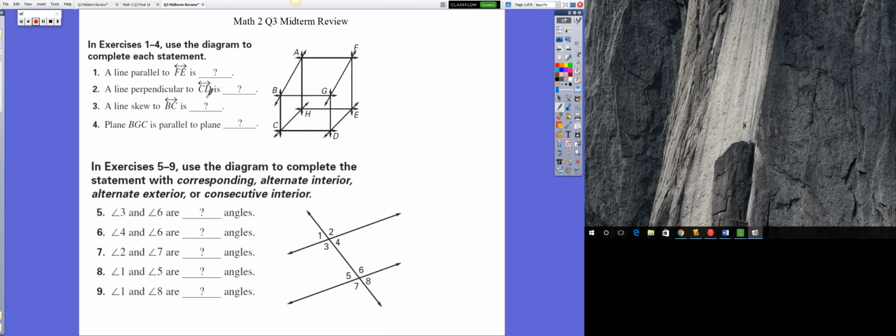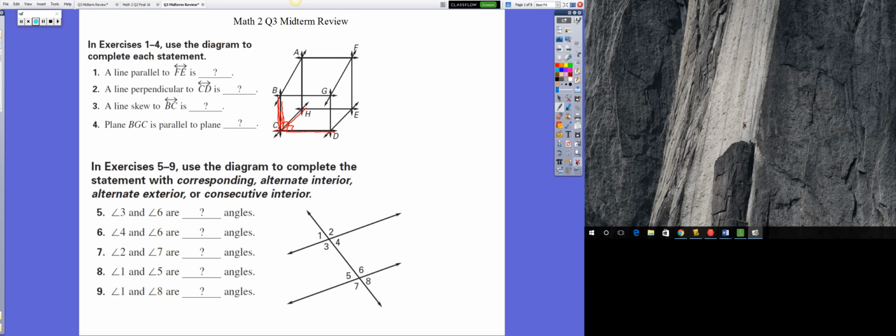Perpendicular to CD. CD is this guy, so what hits it at a 90 is either this, because there's a 90 at CH, that intersection, or there's a 90 right here at BC, at that intersection. So either of those 2 lines.